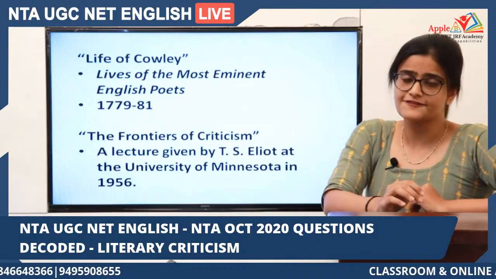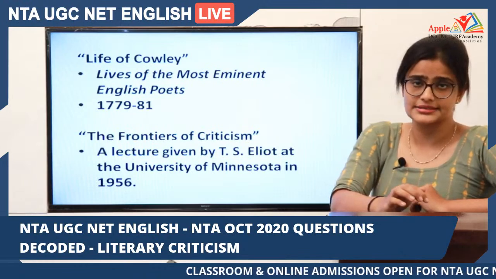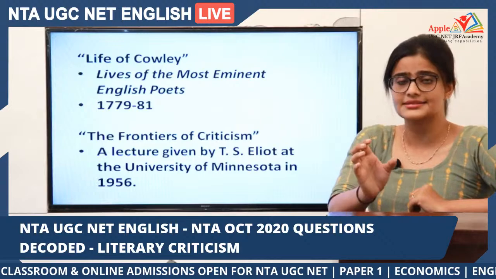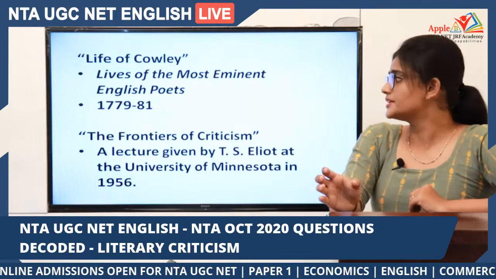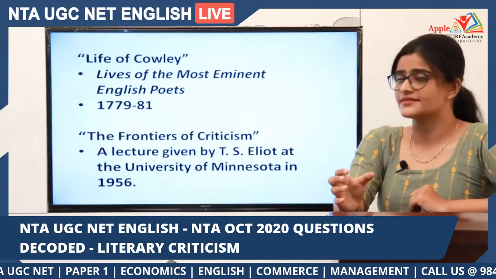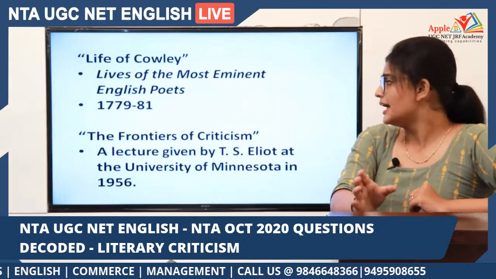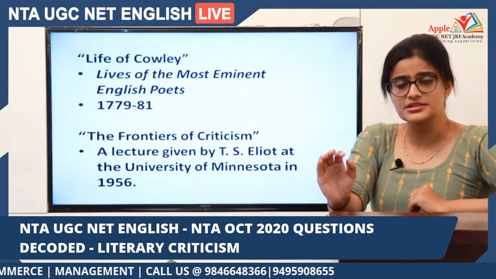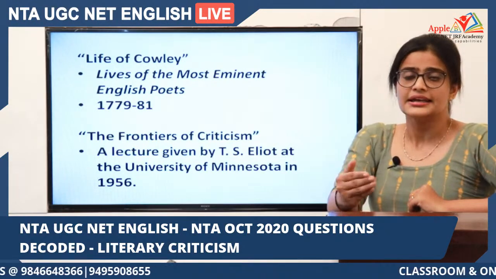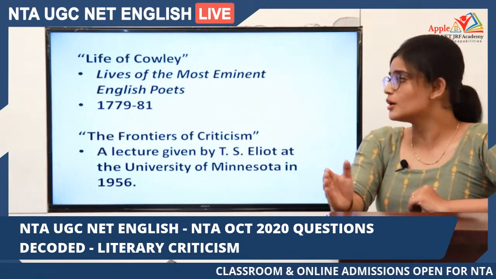Life of Cowley is the first chapter of Lives of the Most Eminent English Poets, also known as the Lives of Poets, which was published from 1779 to 81. It was written by Samuel Johnson, in which he discusses the biographies of different writers, including Abraham Cowley.